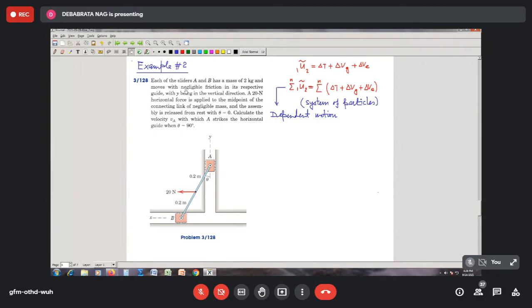Here a couple of things are important to note. Number one, it has negligible friction, so I do not have to consider any friction force. Number two, it is said that y is in the vertical direction, so it is obvious that this represents the vertical plane. The entire assembly is in the vertical plane, because y is the vertical direction.